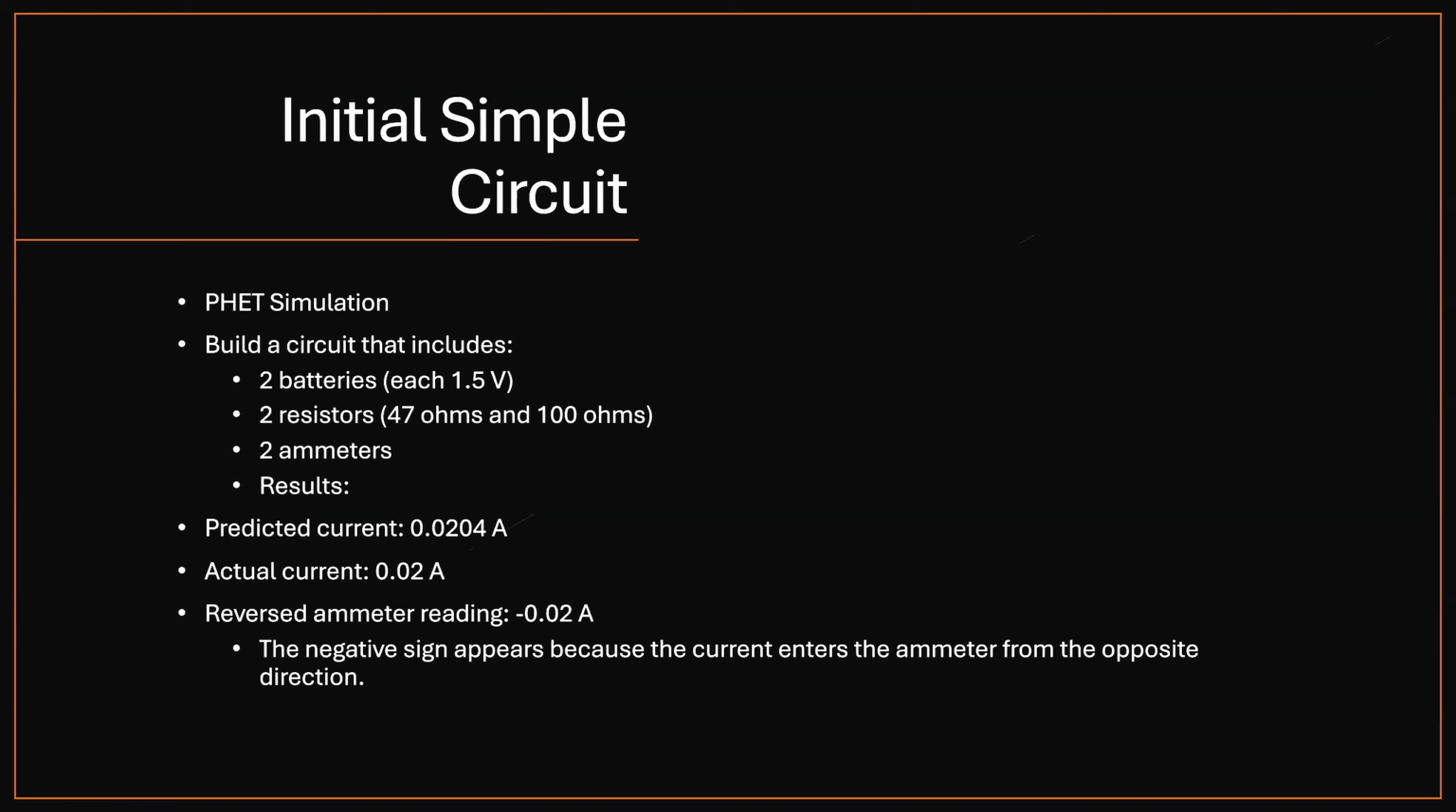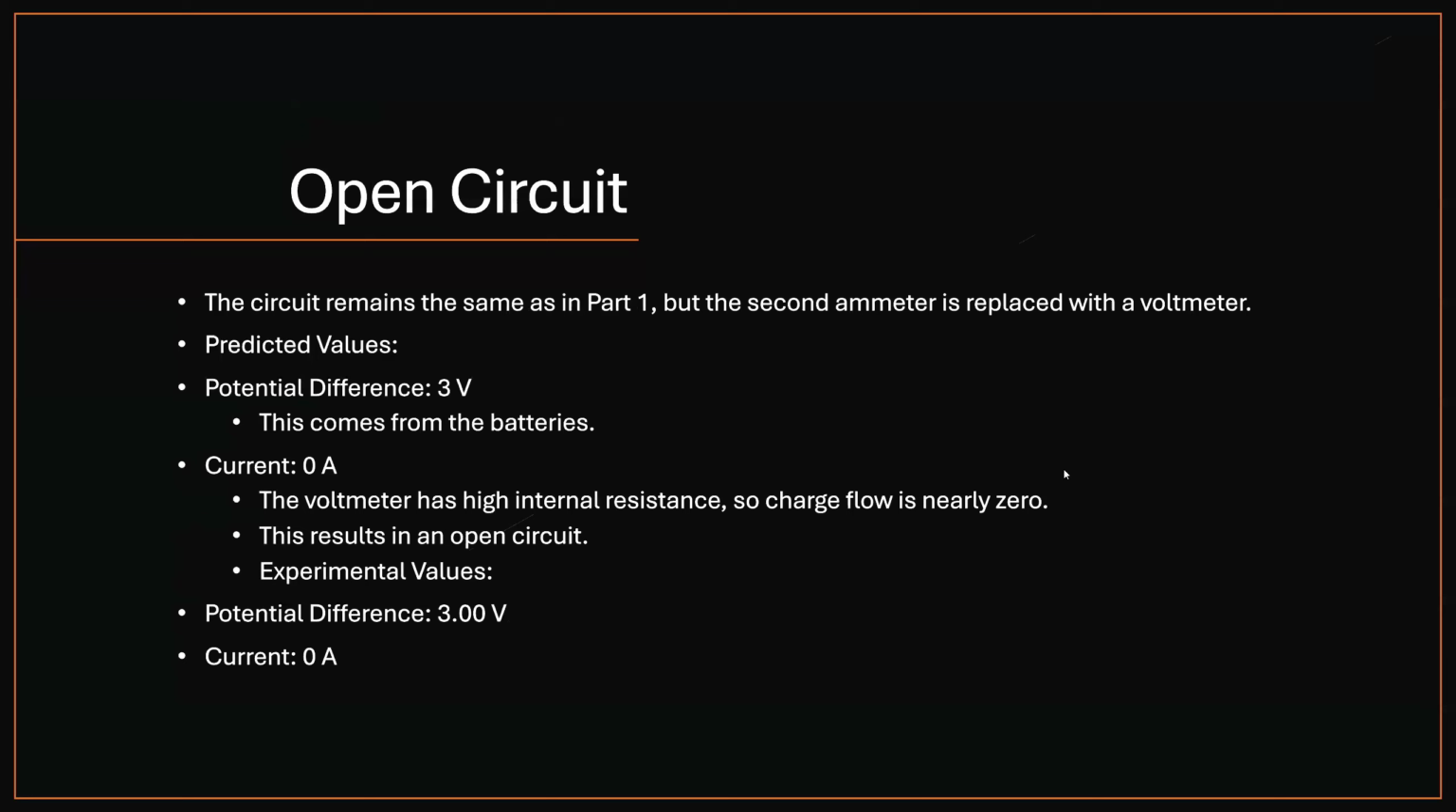0.0204 amps. Actual current, 0.02 amps. Reverse ammeter reading, negative 0.02 amps. Open circuit. Predicted values: the potential difference is 3 volts and the current is 0 amps.